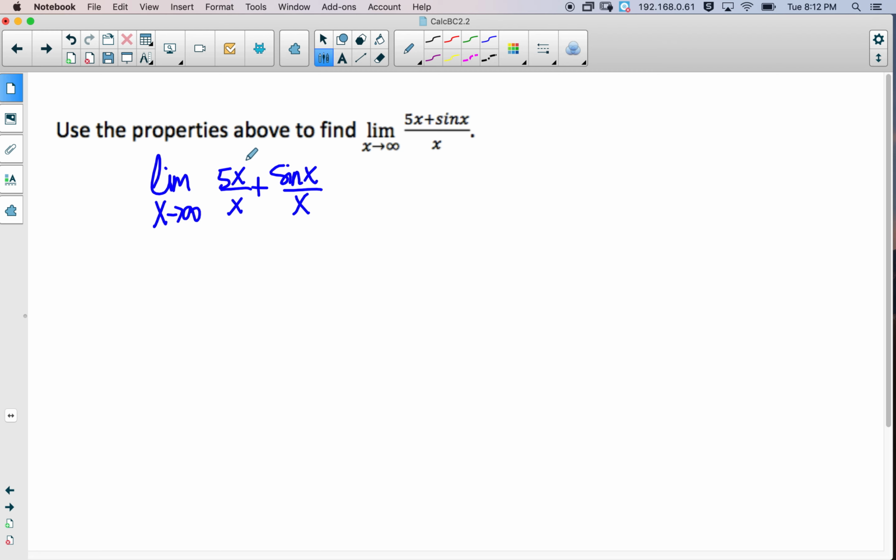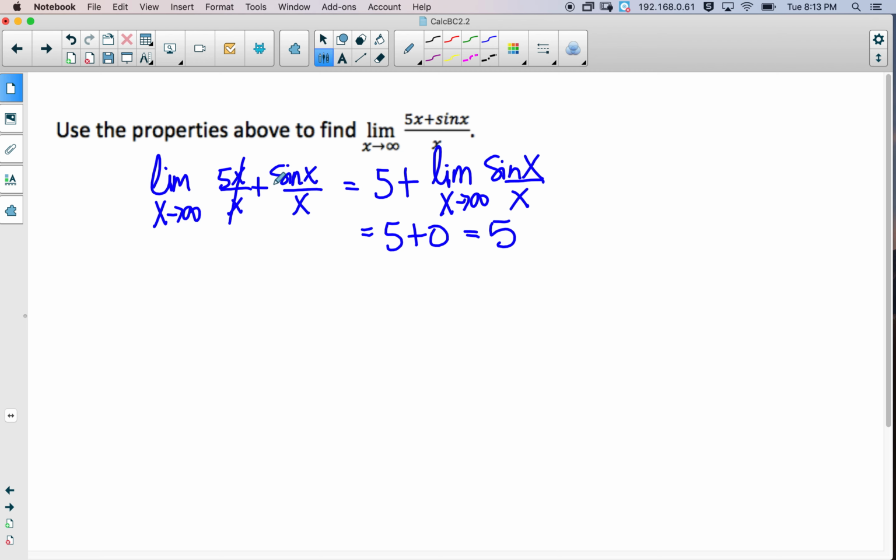So 5x divided by x is just going to be 5, and the limit at infinity is going to be 5. So this is going to equal 5 plus the limit as x approaches infinity of sine x over x. And if you remember from our last video, the limit at infinity of sine x over x is actually equal to 0. So this is equal to 5 plus 0, which is equal to 5. So using properties of limits, you can manipulate the limit, and it can help you solve that.